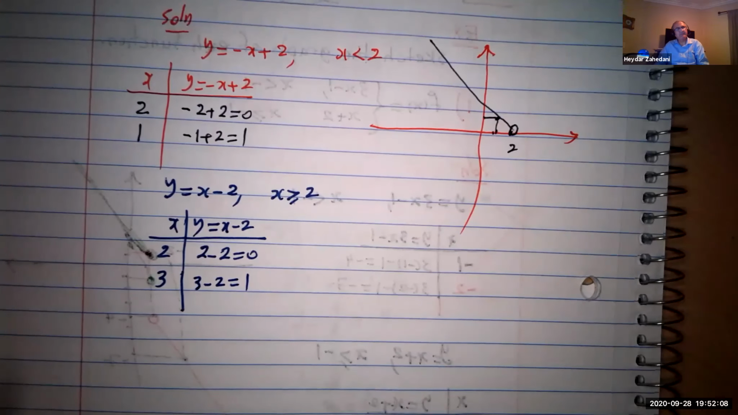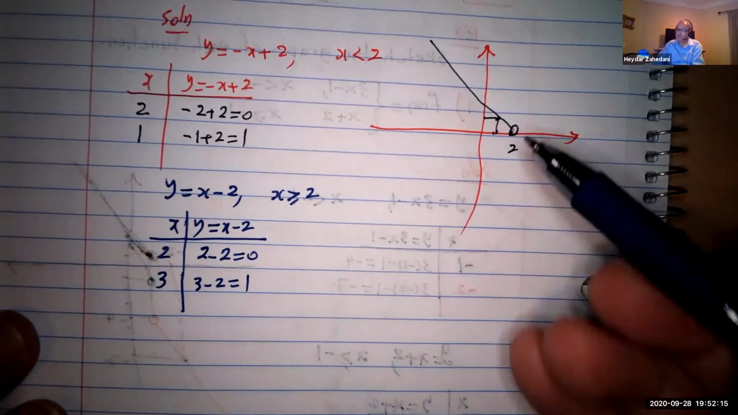Okay, any question? Go to the same xy plane and identify these points. 2, 0. Where is the 2, 0?